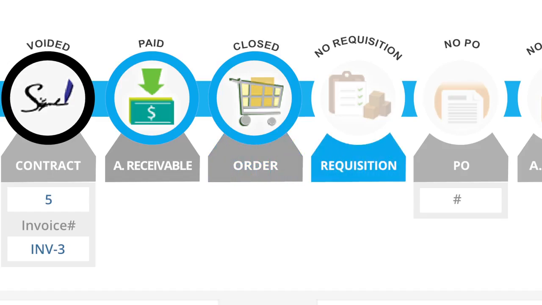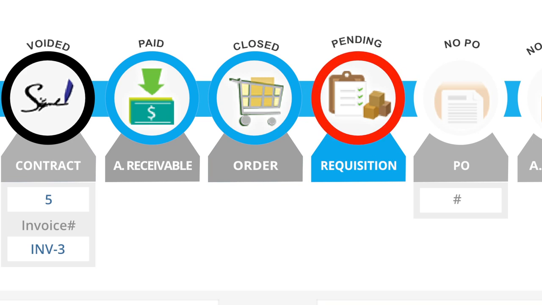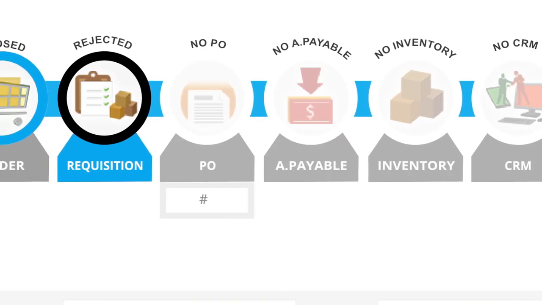Requisitions. Now the requisition ring will display red in pending status when requisition has not been authorized. Green in authorized status when requisition has been authorized and sent to purchase order. And black in rejected status when at least one PO line has been rejected on the purchase order module.